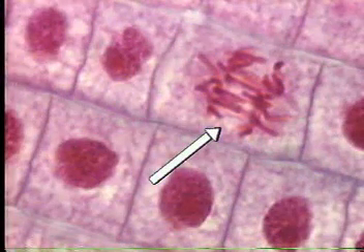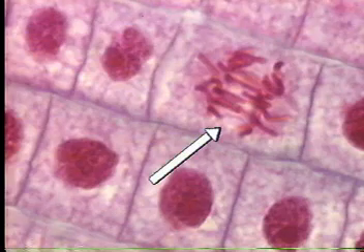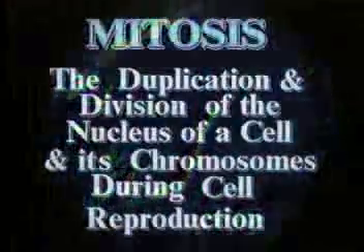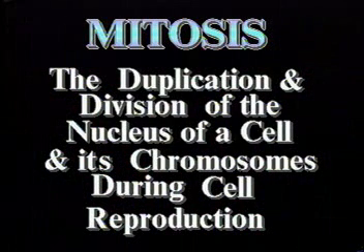For cells to reproduce themselves, whether in a developing embryo or in a fully grown adult organism, certain definite steps must be followed to assure that the new cells will contain exactly the same genetic material or genes that were originally present in the parent cell. And the essential process underlying the reproduction of cells is called mitosis. Mitosis is defined as the duplication and division of the nucleus of a cell with its chromosomes during cell reproduction.